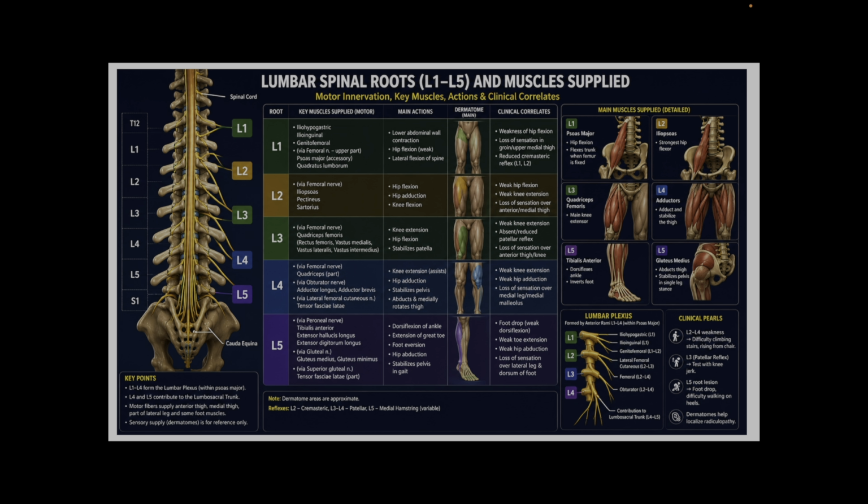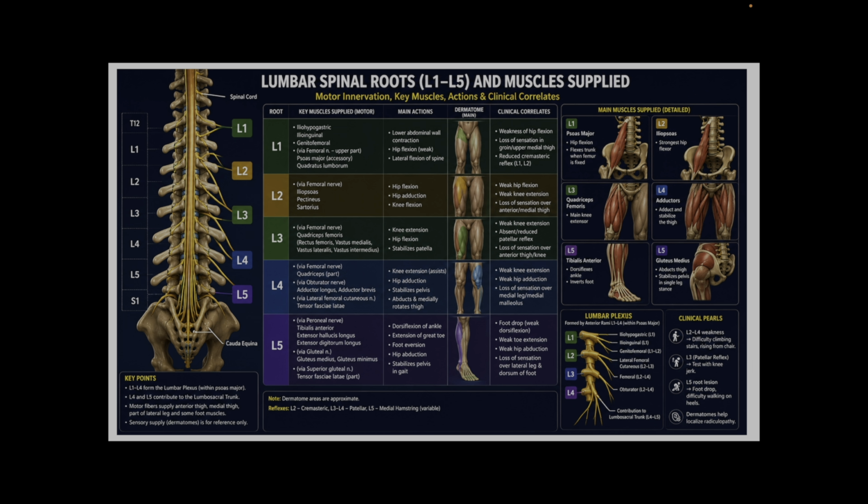L5 radiculopathy commonly causes foot drop, weak great toe extension, weak hip abduction, and sensory loss over the lateral leg and dorsum of the foot. So what are the main muscles supplied?